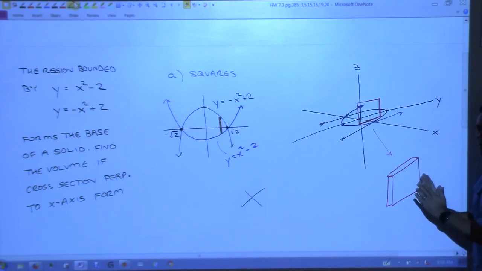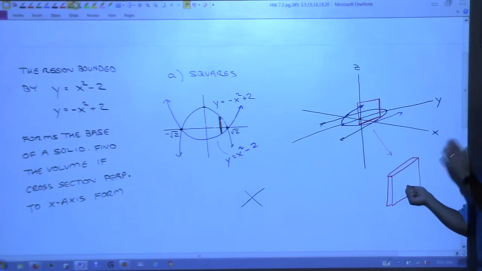But this is exactly the same thing that we did when we had washers and shells. We try and find a formula for this object, and then we use the integral to add them up. That's the whole point of the integral, to be able to add up infinitely many of these of something. So can we come up with a formula for the volume of this little slab of that solid there?